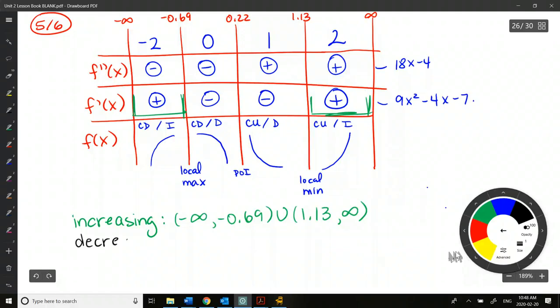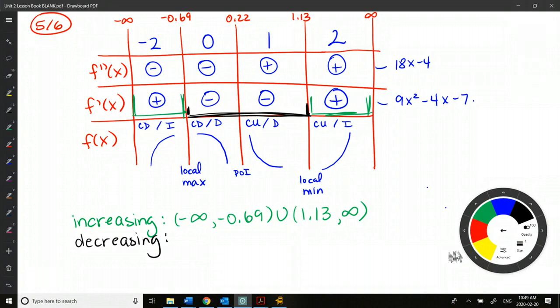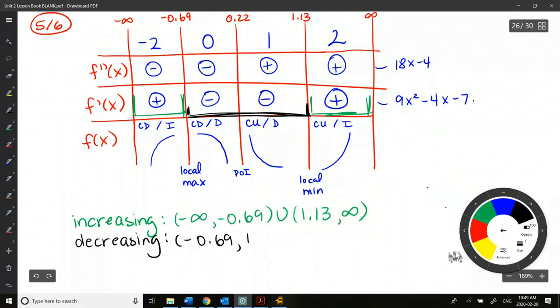Decreasing, again, we're still looking at the first derivative here. I don't need to exclude a point of inflection from a decreasing interval if it's decreasing along this whole thing. I do need to exclude a vertical asymptote if we have a vertical asymptote, but points of inflection don't need to be excluded. So we can just say from negative 0.69 to 1.13.